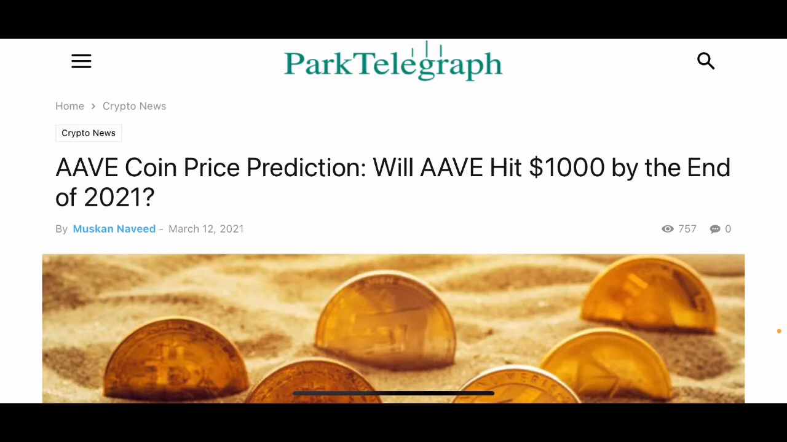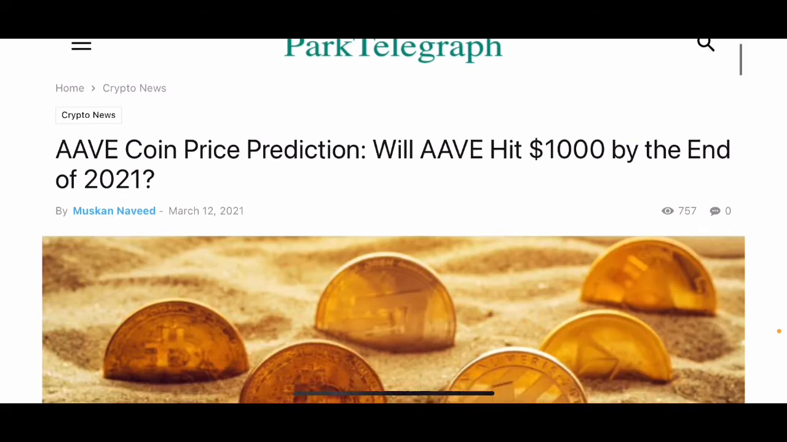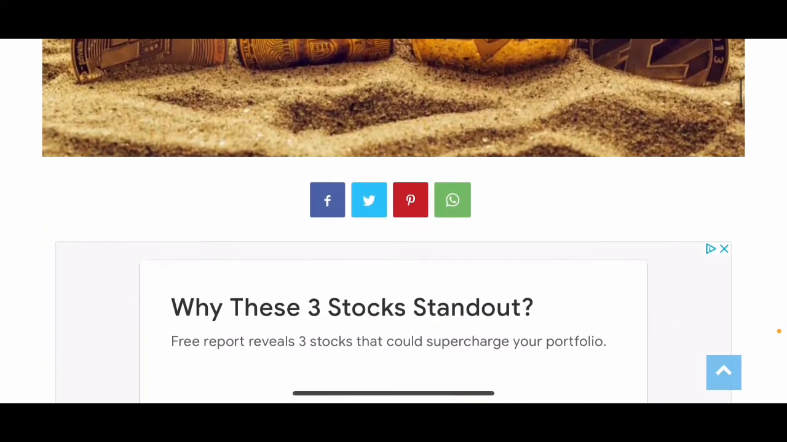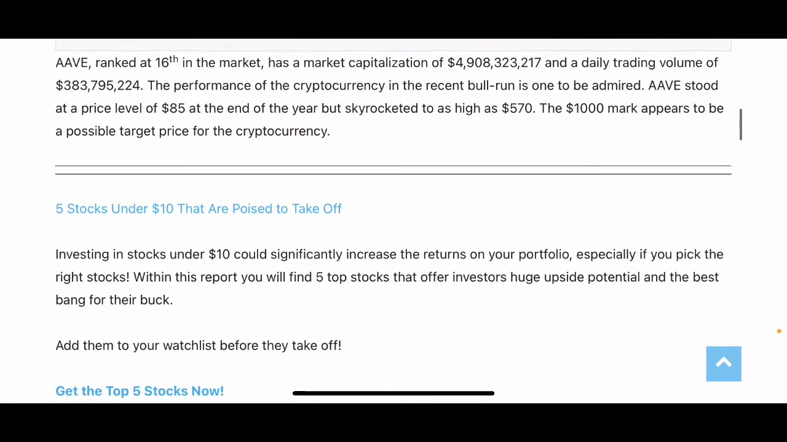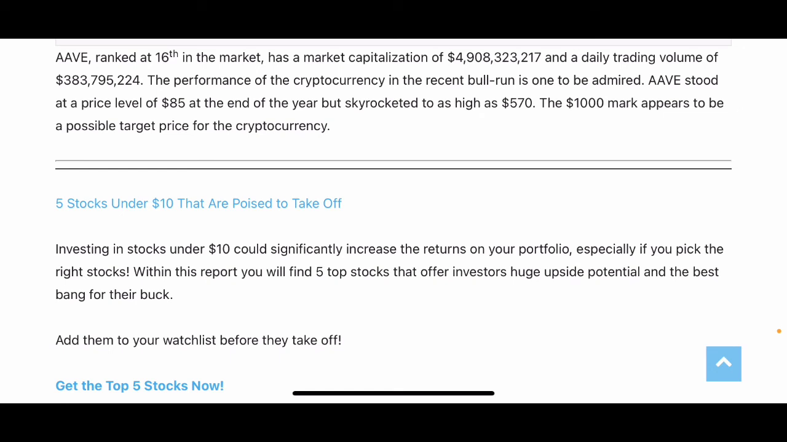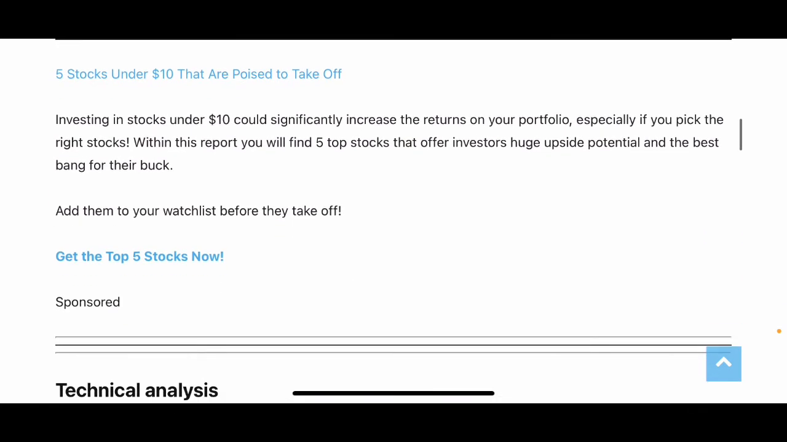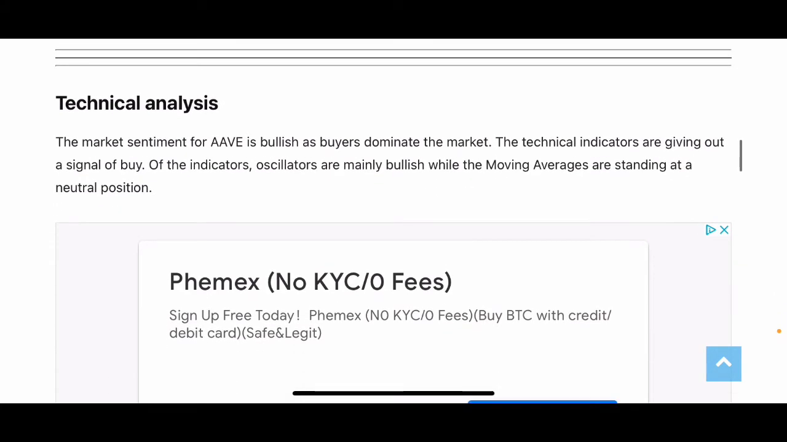Okay, let's take a look at this article from Cointelegraph. AAVE coin price prediction. Will AAVE hit $1,000 by the end of 2021? This article came out in early March. So, obviously, try not to be completely closed-minded, because sometimes these price predictions and articles that come out can, in the short to medium term, go very south whenever you hear about this. But let's just jump into the article.